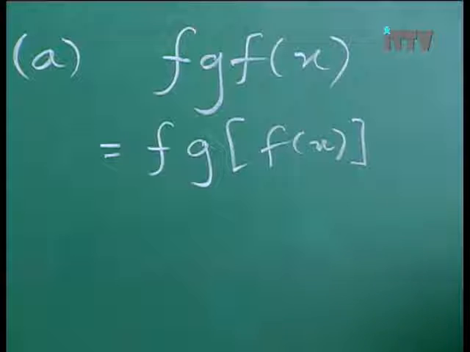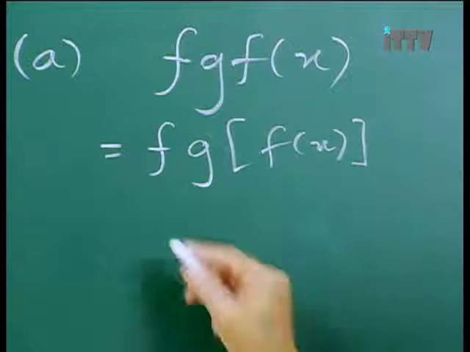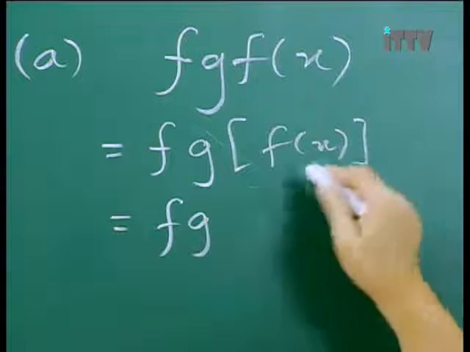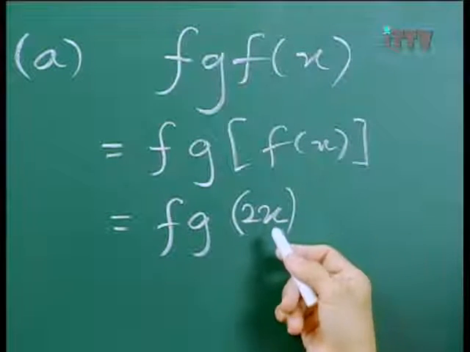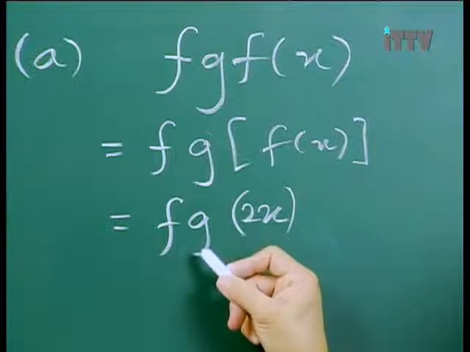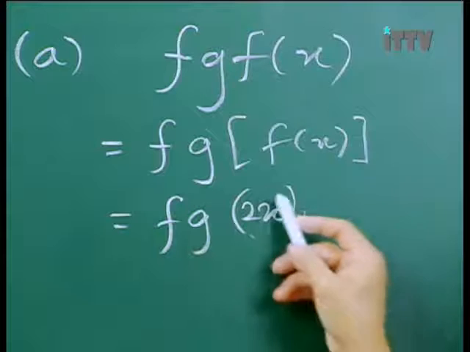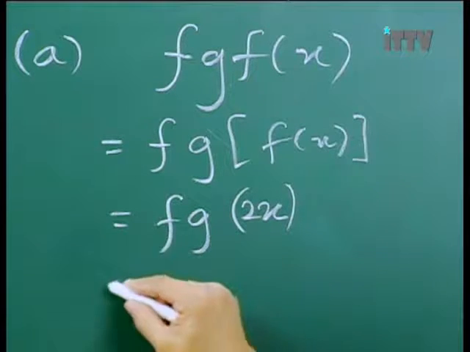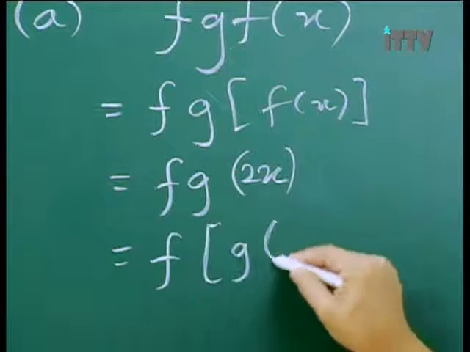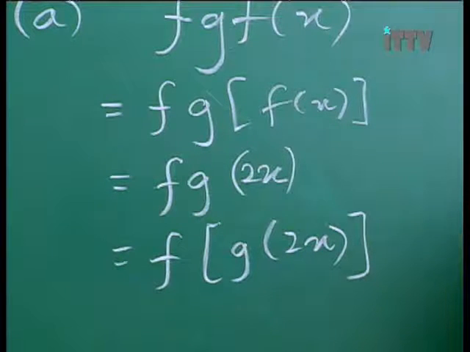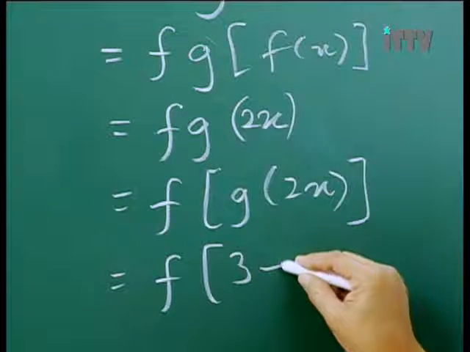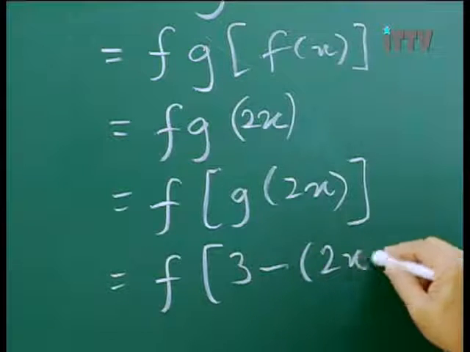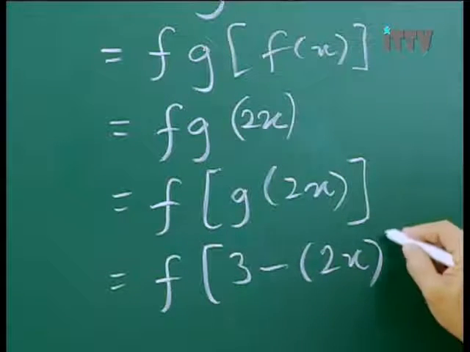Now, what is f(x)? f(x) produces the image of 2x. Hence, we can now change f(x) into 2x. What this means then is that the next function to apply onto this image is the function g. But to the function g, 2x is its object. So we will have to apply 2x into the function g, which means that we want to put in 3 minus, careful, the x that the function g sees is 2x.